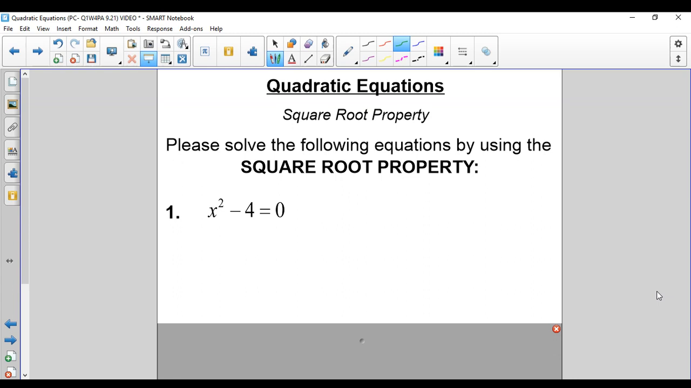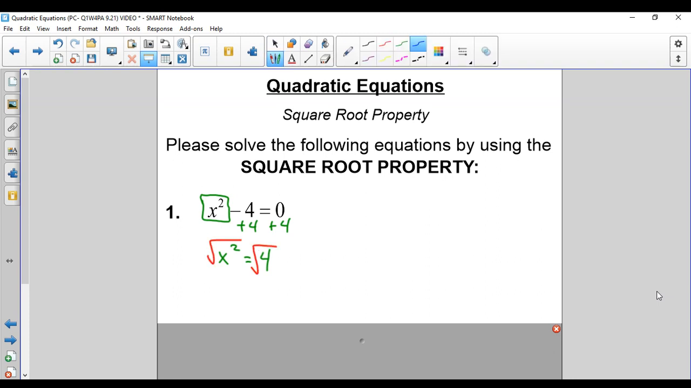Now, this first one I'm giving you can be factored. I would prefer if you factored it, it'd probably be easier. But technically, we can use the square root property as well. So our first goal is to get whatever's being squared by itself. So I would add 4 to both sides, just like I would normally do to get x by itself. And then I have x squared equals 4. Once what's being squared, in this case x squared, is by itself, I square root both sides.